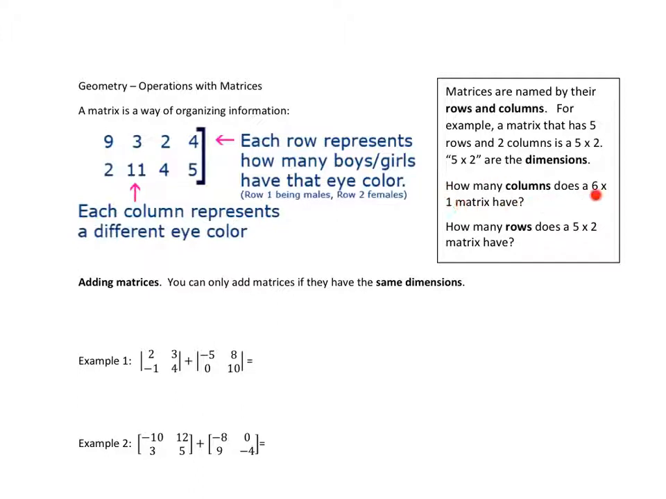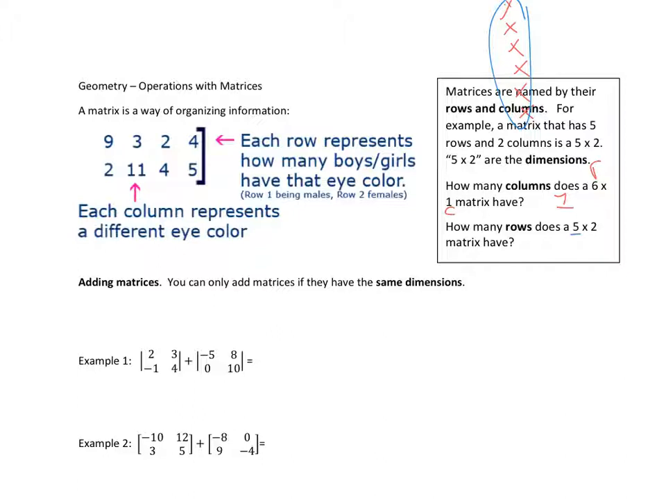So how many columns does a 6 by 1 have? At first it's rows and then columns, so it has 1 column. So that would look like this: 6 rows, 1, 2, 3, 4, 5, 6, and then 1 column. So it's just a vertical one.